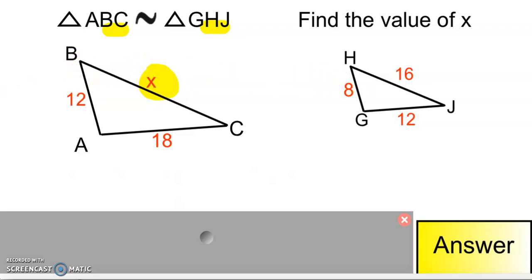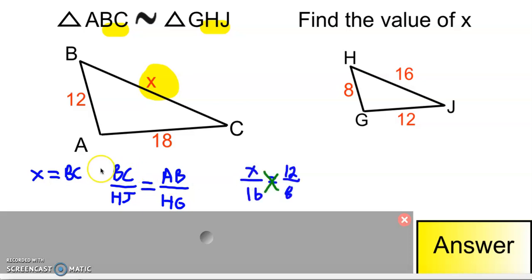So if I go with x and 8, on here the shortest side is 12, which is BA in the first and second slot. The shortest one in this triangle is going to be 8, which is HG, because those are also in the first and second slot. So when I set this up, I go BC, which is x, over HJ, which is 16. That's going to equal AB, which is 12, over HG, which is 8. So that sets up this proportion right here. And then I just fill in the numbers. BC is x, HJ is 16, AB is 12, HG is 8.